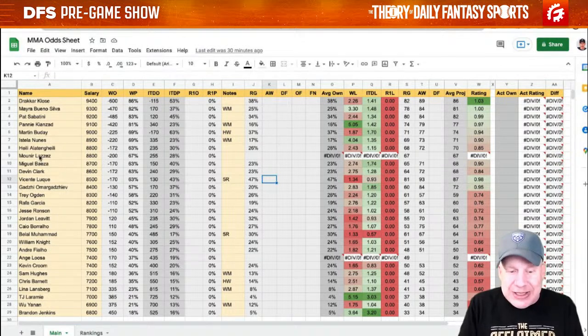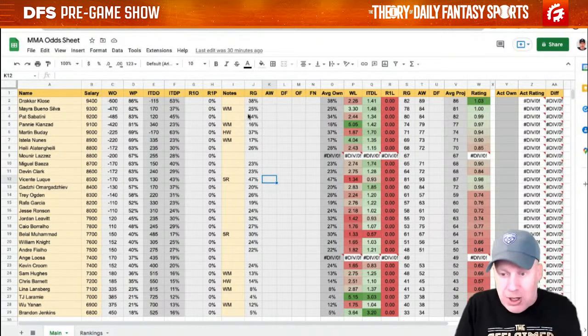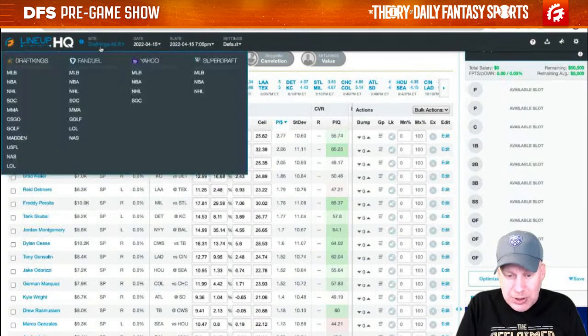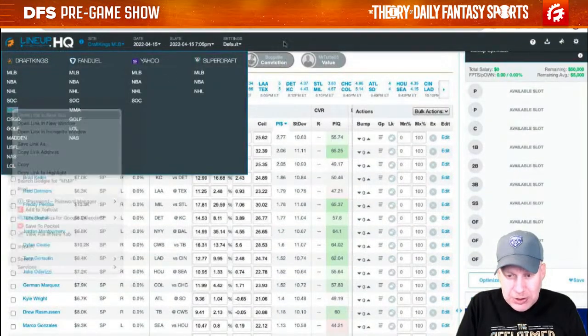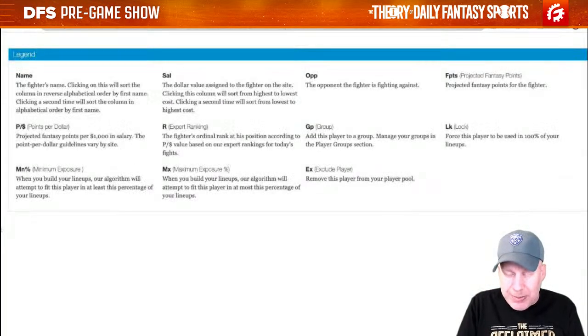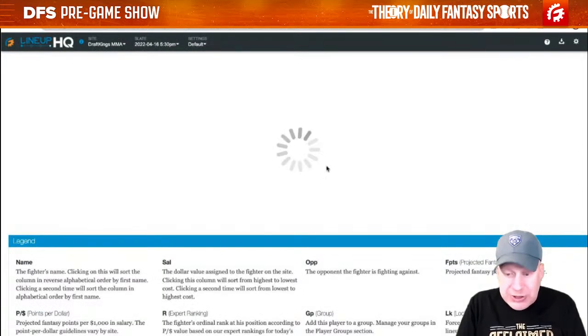I think this fight got added to the card like two or three days ago. But DK just added it yesterday, late afternoon or something. If they added it on Tuesday, our RotoGrinders ownership and projection would have accounted for it. I could go right now to our MMA lineup HQ, and before the show, I saw that ownership was not updated.